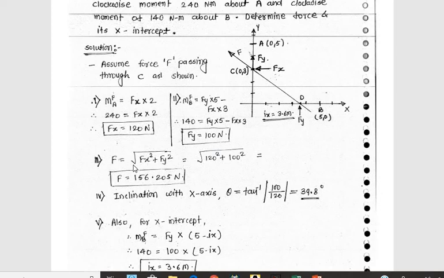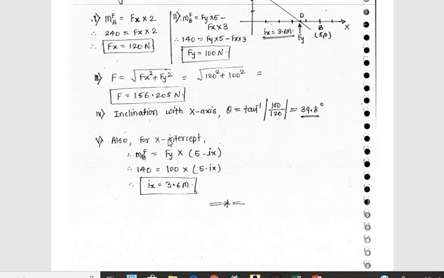Now calculate the resultant force F. F is equal to square root of Fx square plus Fy square. So it comes out to be 156.20 Newton. Now its inclination with x-axis, that is theta, is equal to tan inverse of Fy by Fx. So it comes out to be 39.8 degree.